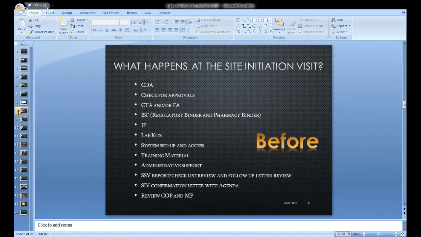Now we would split up the site initiation visit in three forms: before the initiation visit, during the initiation visit, and after the initiation visit. So what is the requirement, or what preparations are required, before we go ahead for the site initiation visit? We have the complete list over here. Let's go through it one by one.